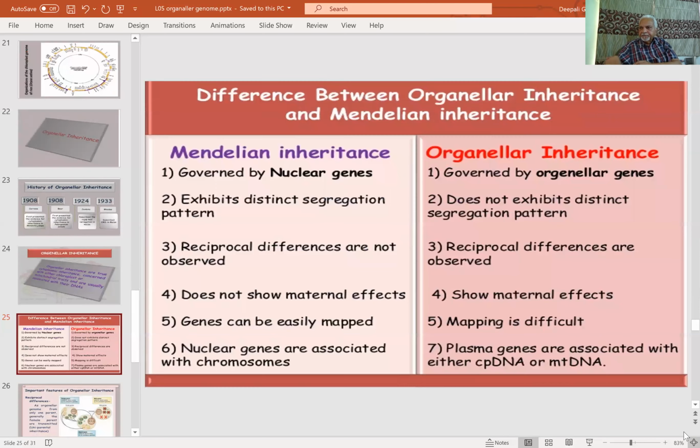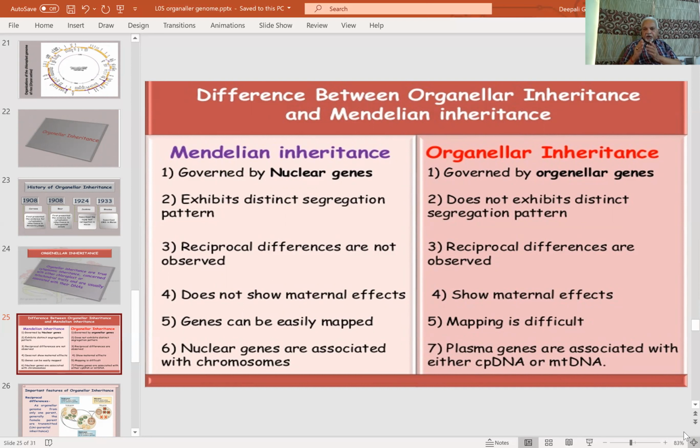So if we see the differences between the two inheritance patterns, the nuclear inheritance, which we now call Mendelian inheritance, and the organelle inheritance, if we see. So Mendelian inheritance is governed by nuclear genes, whereas organelle inheritance is governed by organelle genes. And nuclear genes, they show distinct segregation pattern, whereas the organelle genes, they do not exhibit segregation patterns the way shown by nuclear genes.